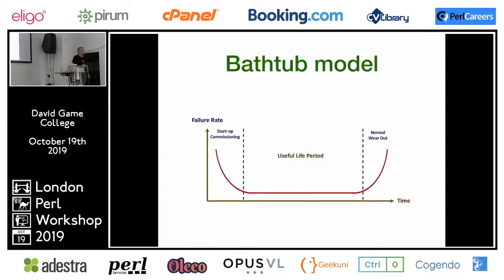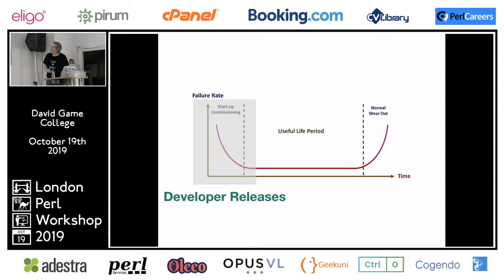Are any of you familiar with the bathtub model? It is used in engineering and lots of things, which is basically when things are new, they're more likely to die, and when they're old, they're more likely to die, and in the middle you get a stable period. The way to think about that for CPAN is when you release new code on CPAN, you should be doing developer releases, because you don't want your end users to be catching this, unless you're Microsoft. So do developer releases to burn in your code, and then this is what people want to be using on CPAN, the nice stable period in the middle.